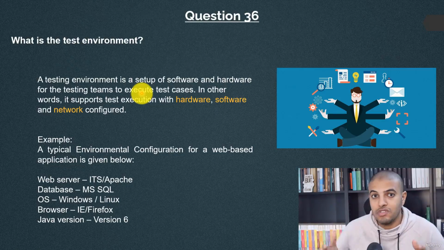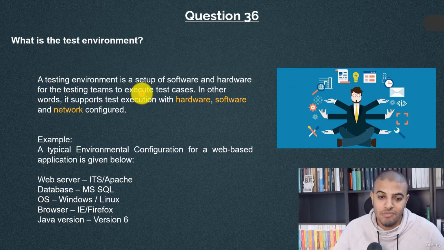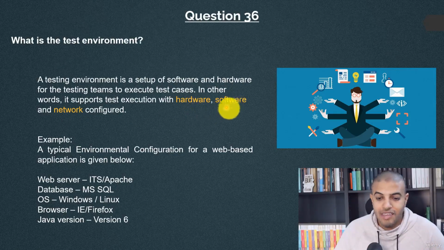Another tester is going to execute the same test case on an Android native application on an Oppo mobile, for example, with Android 10 using mobile data. So this is another test environment for the same test case. So in order to summarize the definition of the test environment, we can say that the test environment supports test execution with three things: hardware, software, and network. So like we said, for example, if I'm testing an iOS application, the hardware might be an iPhone 10 or iPhone X, the software is iOS 13 or iOS 14, and the network is Wi-Fi or mobile data.